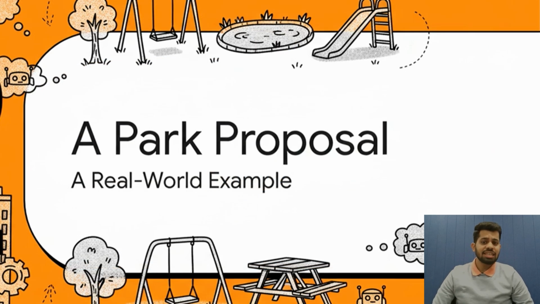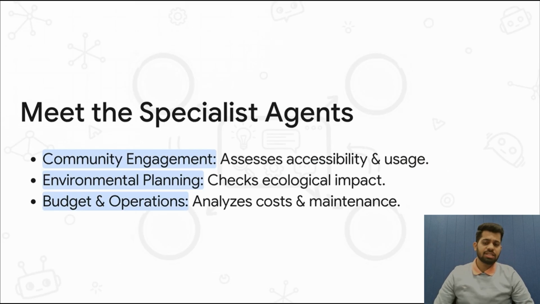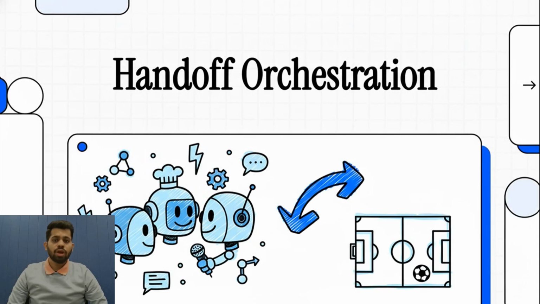Now let's imagine a city recreation department using this to evaluate new park development proposals. Draft proposals enter the system and specialist municipal agents divide the community impact, where the community engagement agent assesses the accessibility and usage patterns, the environmental planning agent assesses the ecological impact and regulatory compliance, while the budget and operations agent analyzes the construction cost and long-term maintenance. And the chat manager facilitates the structured debate, allowing agents to challenge reasoning. Also, a human employee can participate in real time, adding insights and addressing concerns before the proposal reaches the community for feedback.